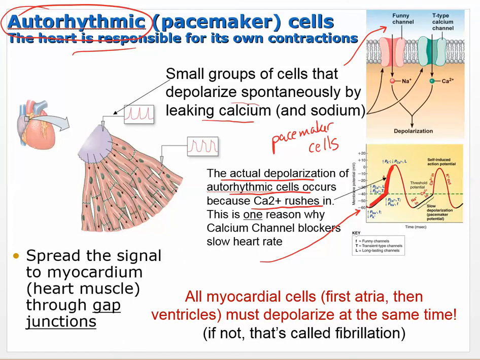Okay, and it's these L-type, and guess what? We have these drugs called calcium channel blockers that block these L-type calcium channels. And so it lets the calcium in a little slower.